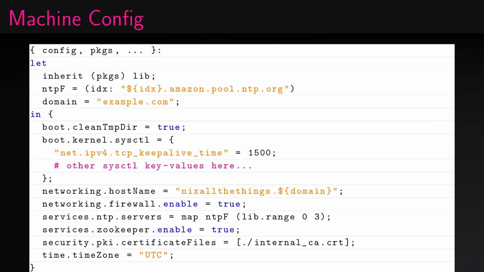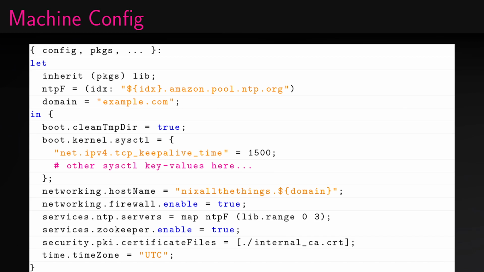So the machine configuration is again a Nix expression. We can set up some sysctl settings, just using this really simple expression language. We can do some networking firewall stuff. We could specify the ports that we wanted to enable for TCP opening. We've defined an expression inside of the let above that creates a whole bunch of NTP host names that we can then assign later on to the services.ntp servers attribute.